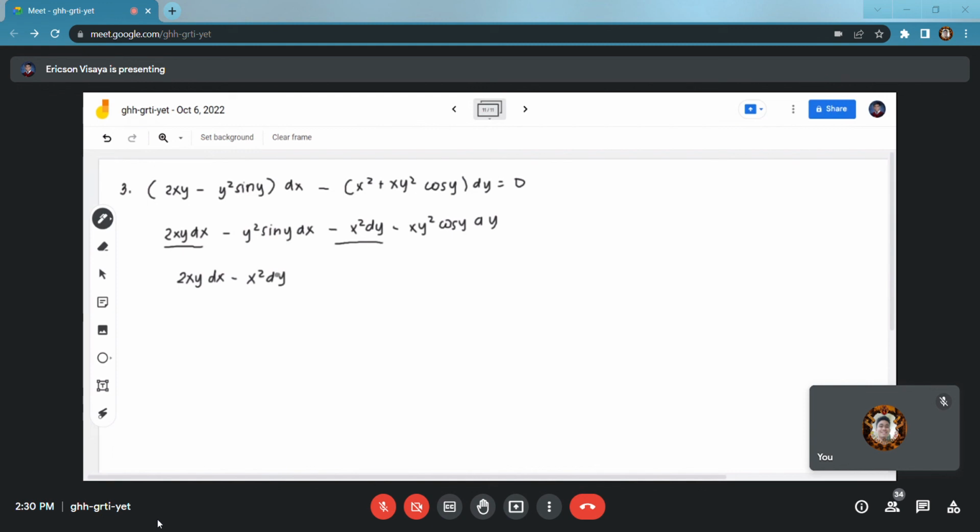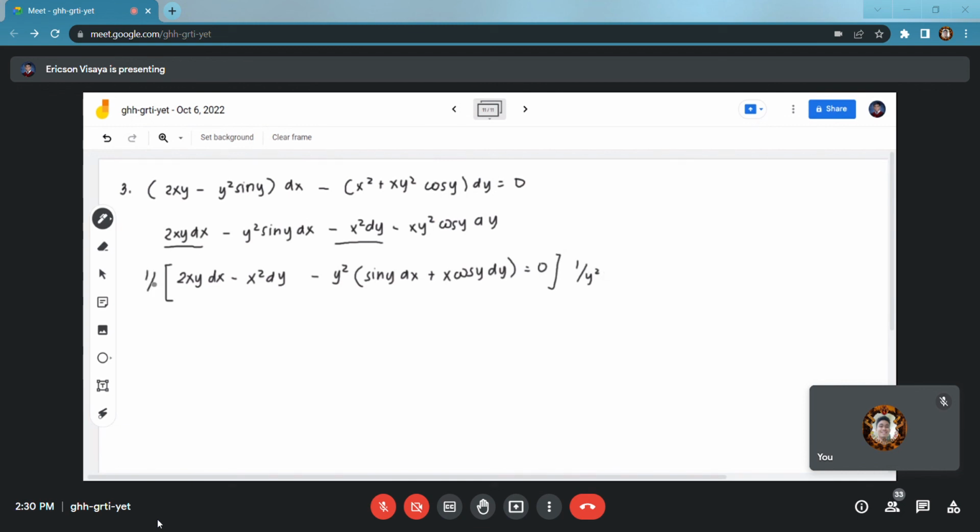So pwede na ba to? Hindi pa. So meron pa tayong negative y squared. Factor out ko nitong common term nila na y squared. Negative y squared, then sine y dx minus ang ating x cosine y. Ay, negative. Positive na yan. Positive x cosine y dy is equal to 0. So, divide mo pa to ng y squared, both sides, para ma-eliminate natin yung y squared. Parang variable sa variable lang.